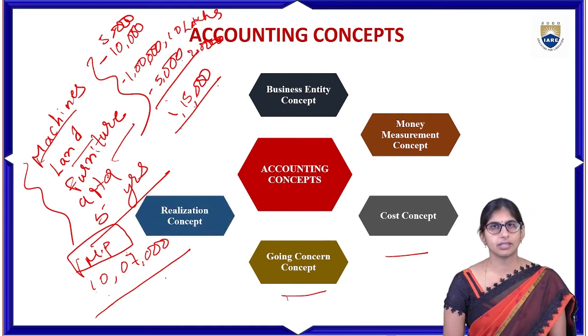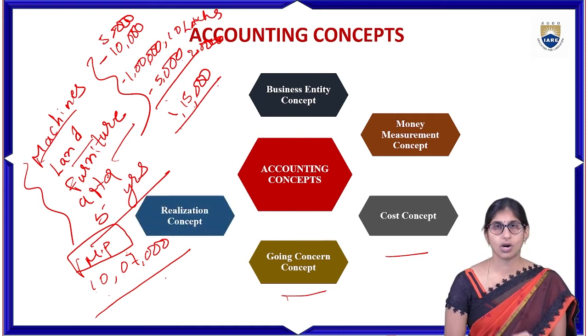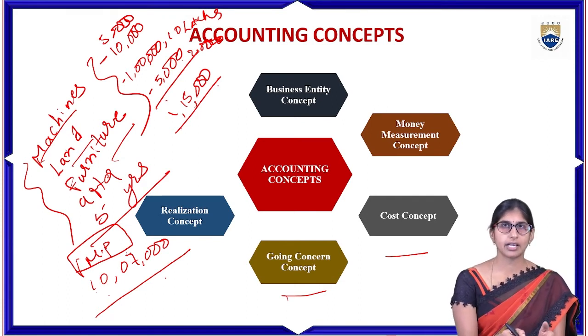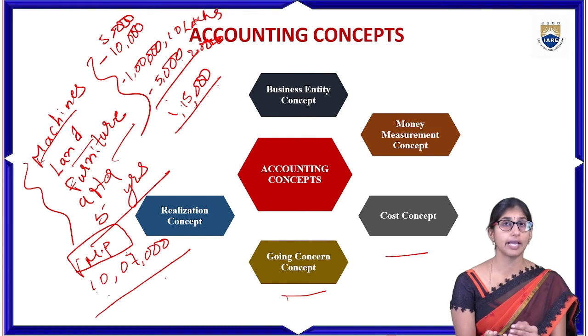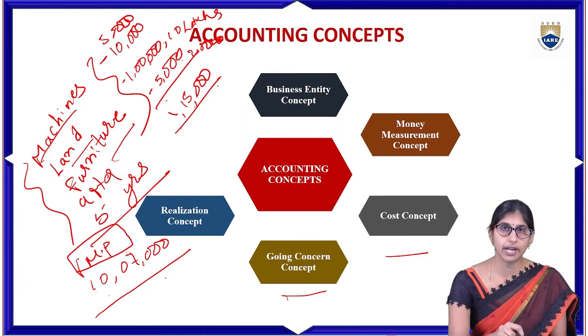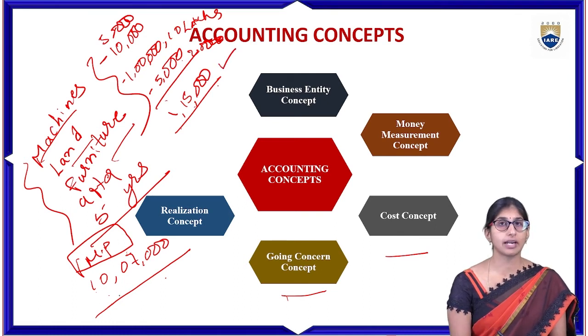And now going with the realization concept. What is this realization concept? See, I have taken some examples like machinery, land, furniture and all, right? I told that the cost, the amount which I have spent on this, is 1,15,000 and what is the market price?